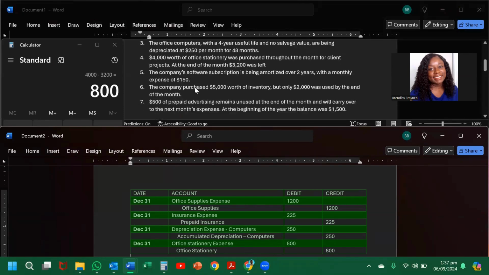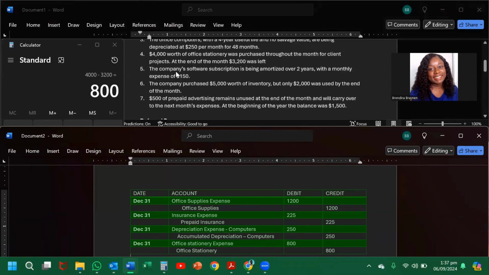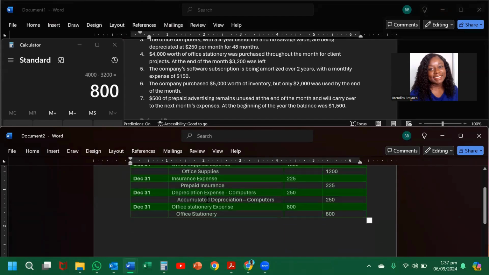The fifth transaction says the company's software subscription is being amortized over 2 years with a monthly expense of $150. In this case, this is going to be an account that you're not used to, but it's similar to depreciation, whereas you paid for something in full, as well as prepaid expenses, paid for it in full, and we're reducing it and expensing it over time.